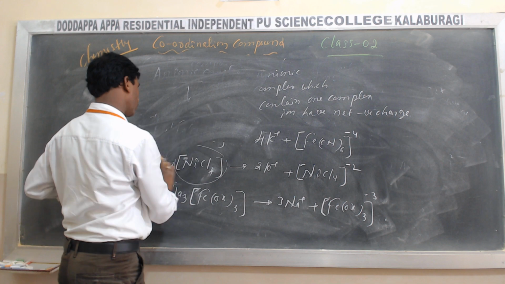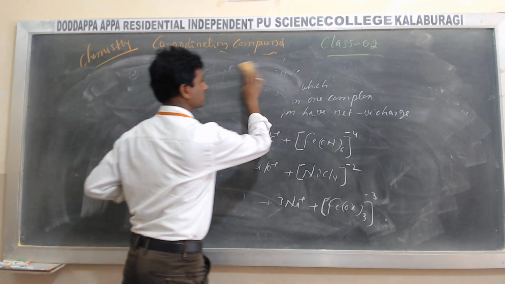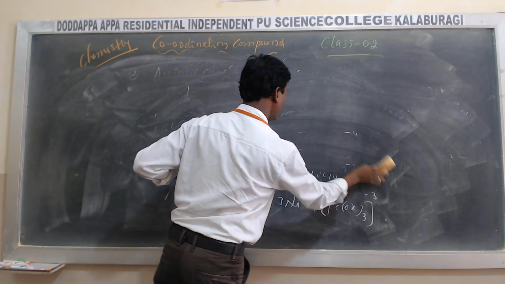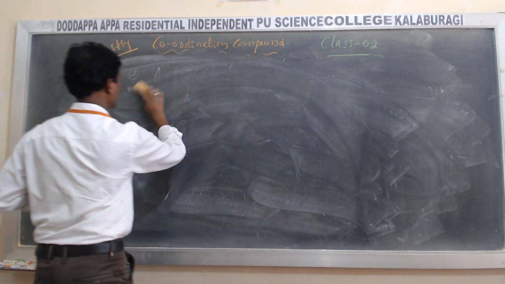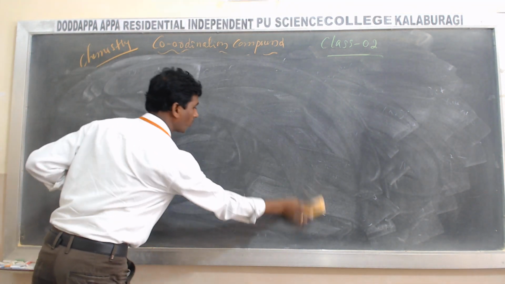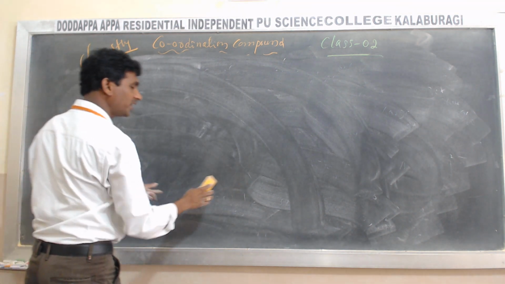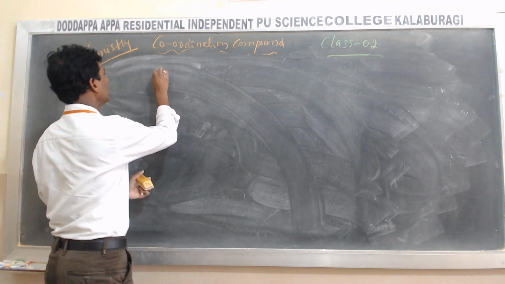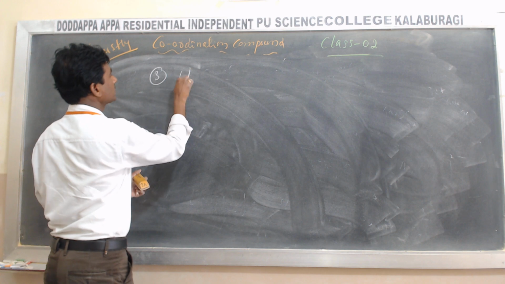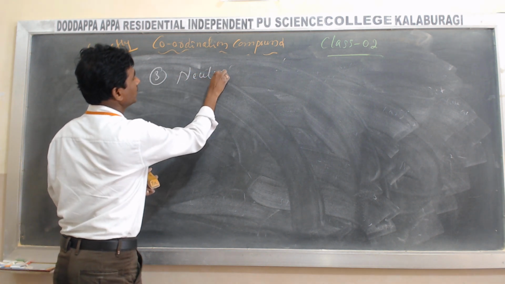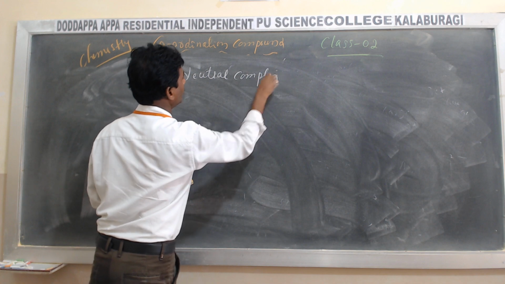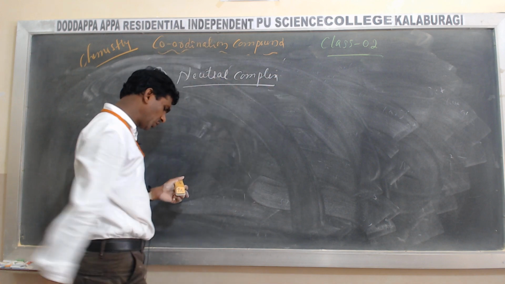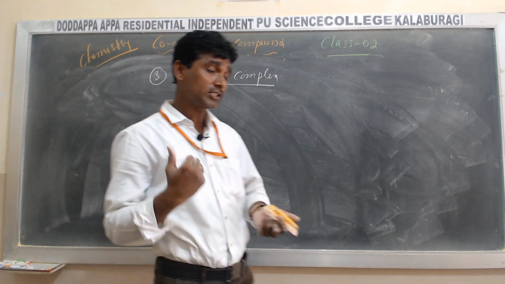So next I can go for neutral complex. The first one is cationic complex, the second one is anionic complex, the third one is neutral complex. So what is this neutral complex?